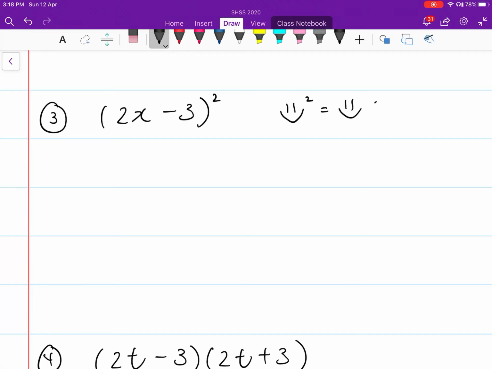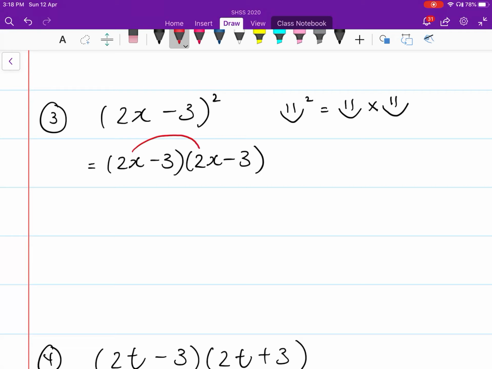Smiley face square equals to smiley face times smiley face. So similarly for 2x minus 3 squared, it's 2x minus 3 times 2x minus 3. From here, we just need to expand this expression. So 2x times 2x, 2x times negative 3, negative 3 times 2x, and negative 3 times negative 3.